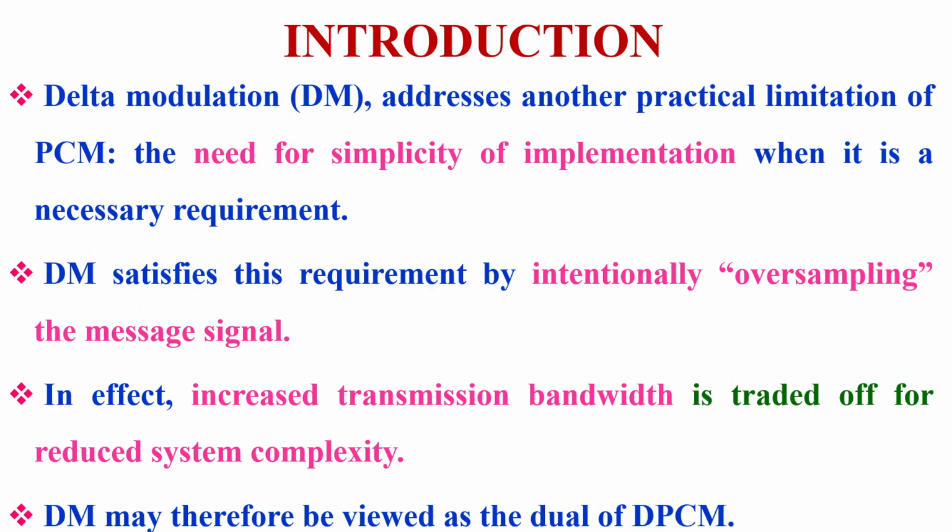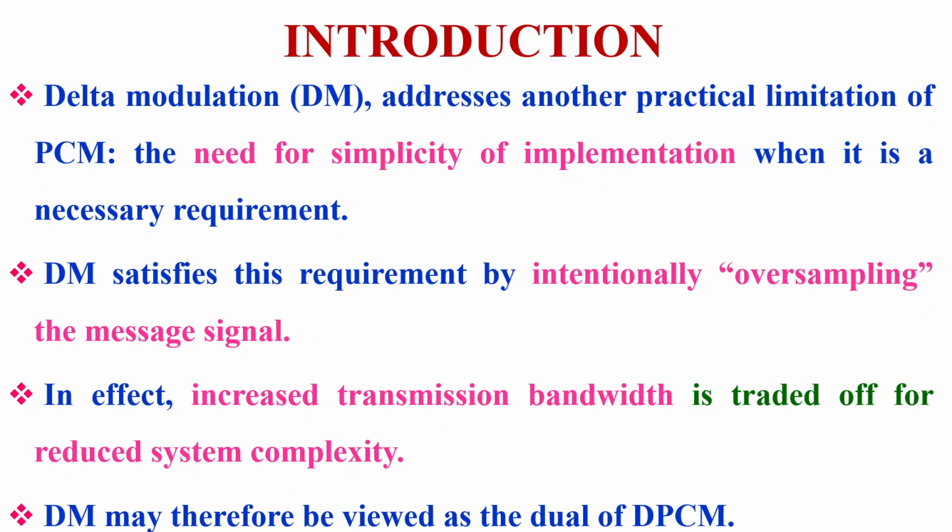Before watching this video, you must know what PCM and differential pulse code modulation are. In PCM we have some practical limitations, and those limitations will be overcome here in delta modulation. The trade-off is reduced system complexity but increased transmission bandwidth. We overcome the drawbacks of PCM or differential pulse code modulation by intentionally oversampling the message signal.